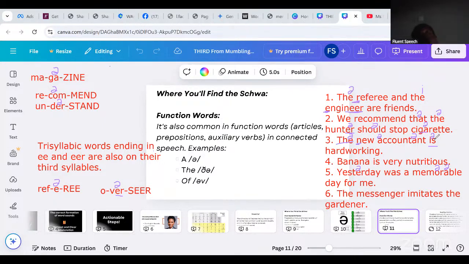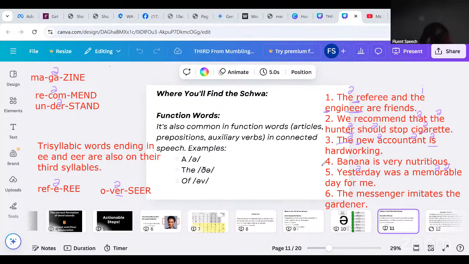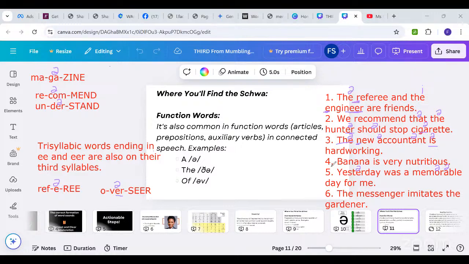Read the sentence, ma'am. The new accountant is hard working. Okay. Madam Madesola, please let's work with number 4.